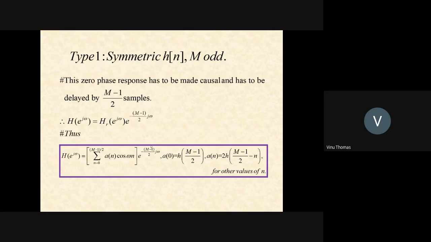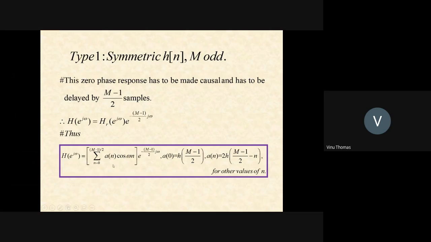So the zero phase response has to be made causal and has to be delayed by (M-1)/2 samples. Therefore, H(e^jω) is the frequency response of the filter that has been made causal, which is equal to HR(e^jω) into e^(-(M-1)/2 jω).